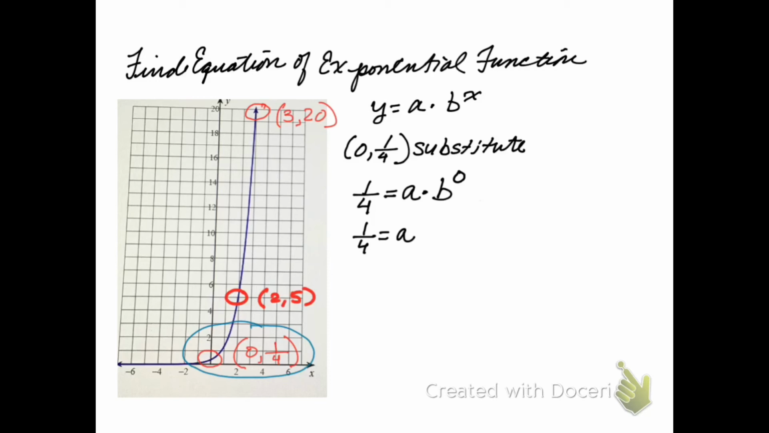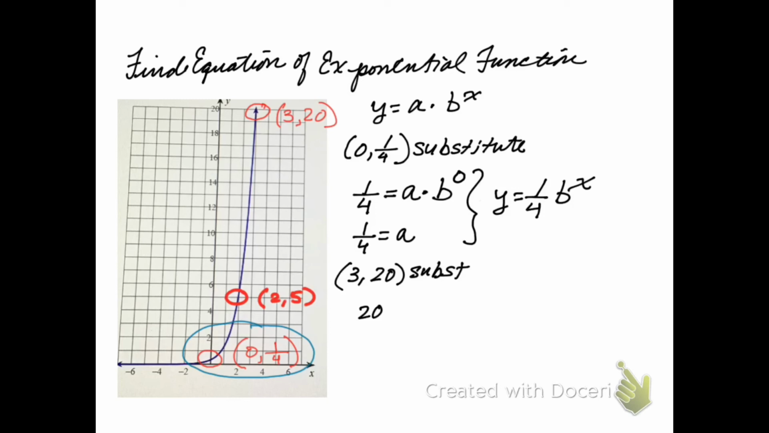And the next part is to substitute the other point. At this point, let's just look briefly at what we know: y is equal to 1/4 times b to the x, using this value of a that we found. Now we need to find b. So we're going to do our other point here, which we've decided is 3, 20, and we're going to substitute that into this new equation and figure out what b is.